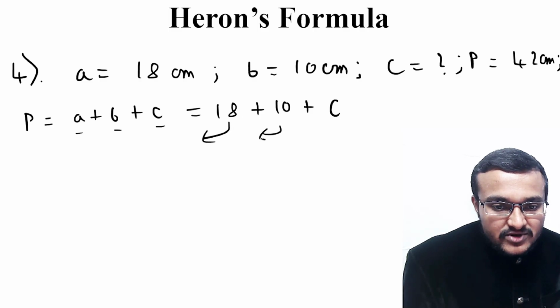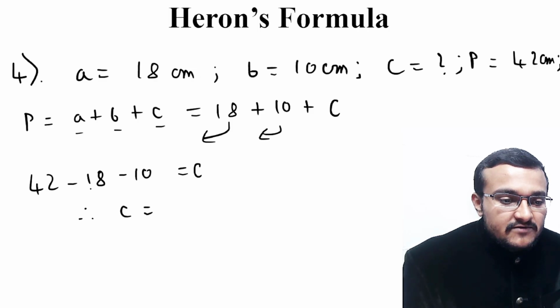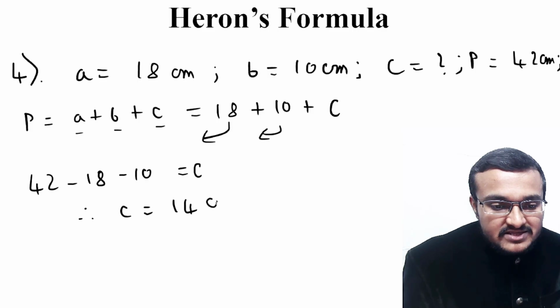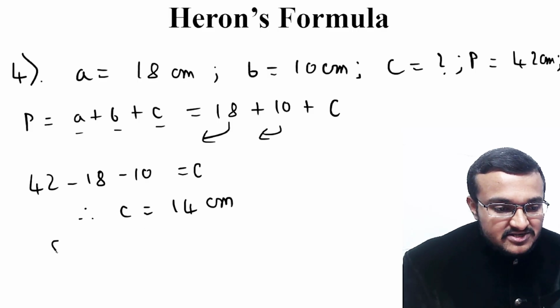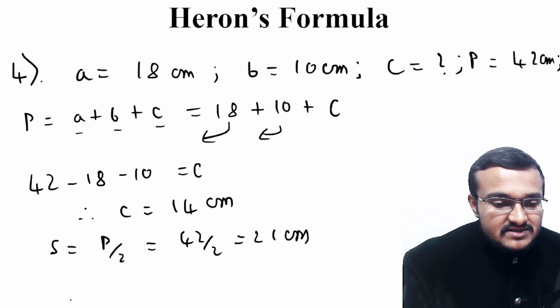So 18 and 10 you can bring to LHS. It will become 42 minus 18 minus 10 is equal to C. So therefore C is equal to 42 minus 10 will be 32. 32 minus 18 will be 14. So 14 centimeter. So now we have got C as 14 centimeters. So now we'll calculate S. S is P by 2. So that is 42 by 2, which is equal to 21 centimeters.